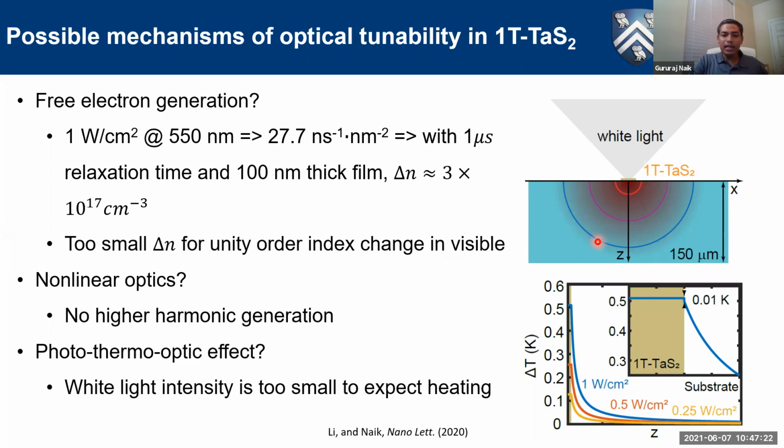So it should be something related to the strong correlations then. So what could that be? That's what we were really curious about. And it also happens only in the c-axis. So why is that the case?